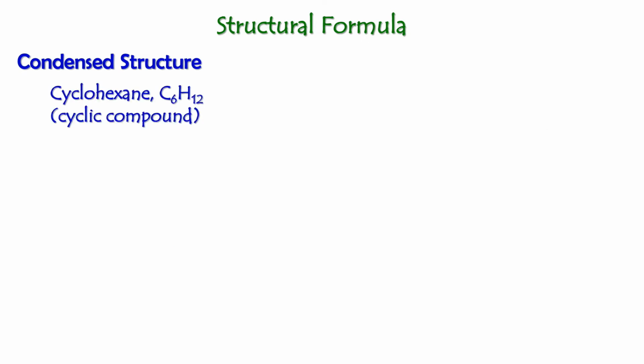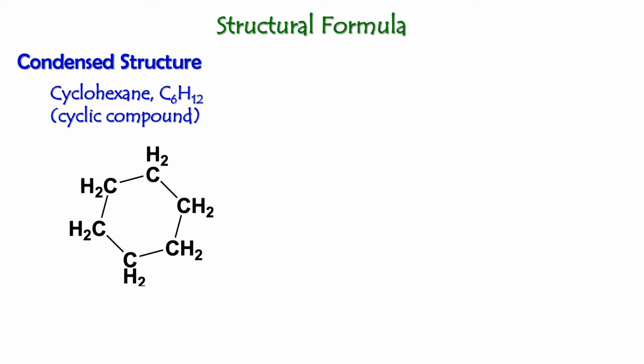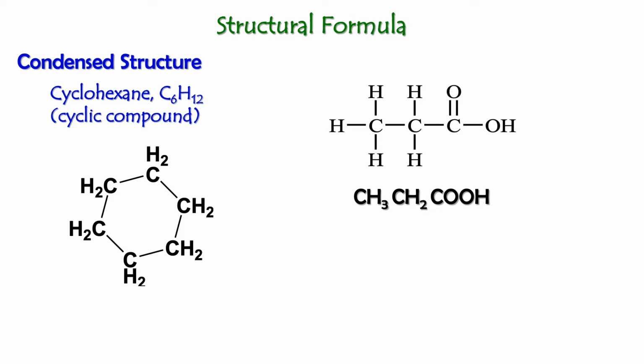The next one is an example of cyclohexane with the formula of C6H12, which is a cyclic compound. So the cyclic compound will be written as follows. The other example is CH3CH2COOH to represent the expanded structure of carboxylic acid.